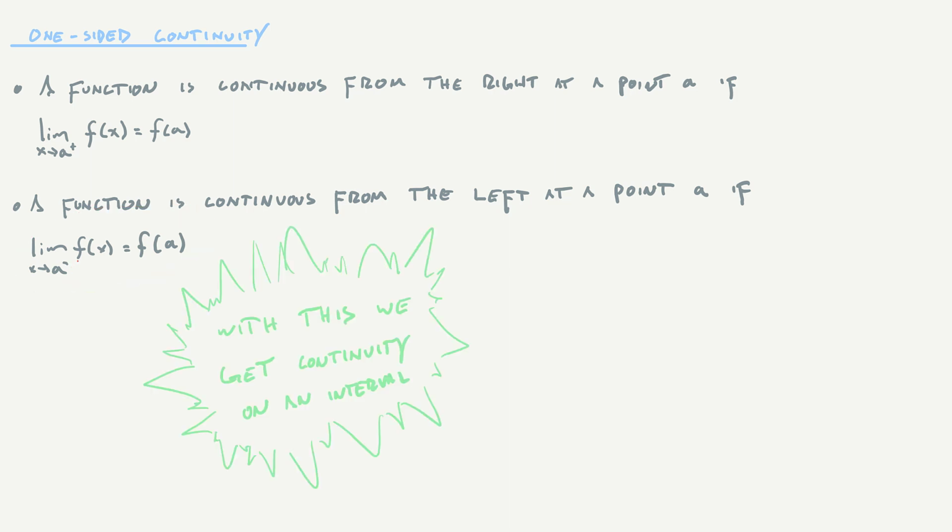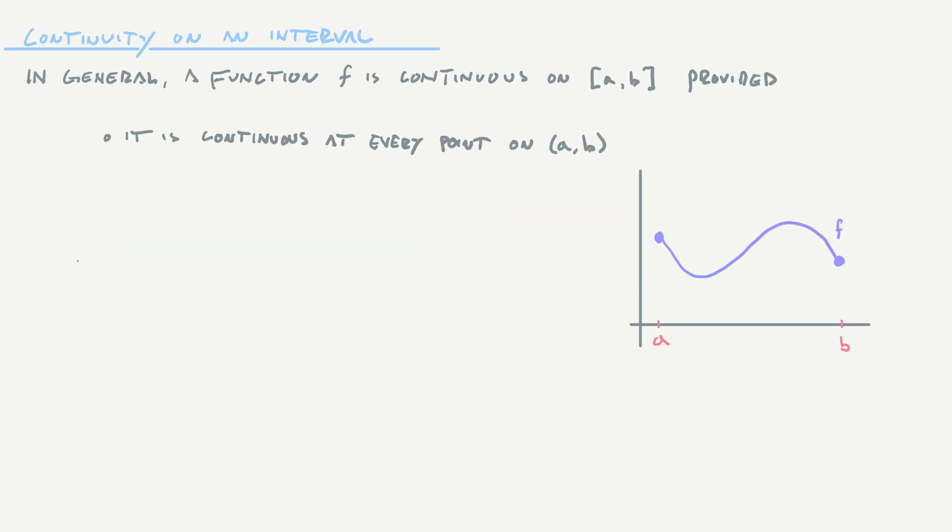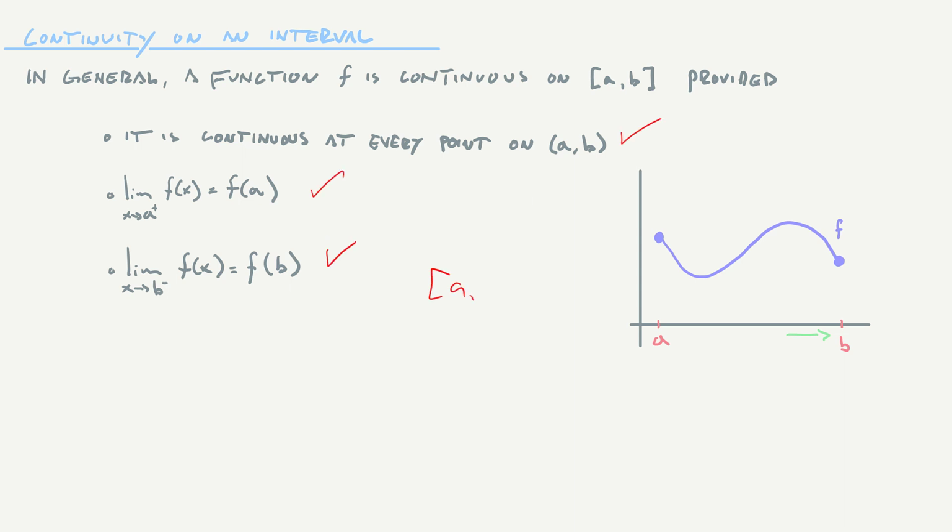With this, we get continuity on a closed interval. And in general, a function f is continuous on a closed interval, provided that first it's continuous on its open interval. So it's continuous on every point inside the open interval a to b. And then the two one-sided limits are also true. And if we can show that, then we get that the whole thing is going to be continuous on the closed interval, right? This gives us the open interval. This gives us the endpoints. So now we get the closed interval. We can say it's continuous on that.